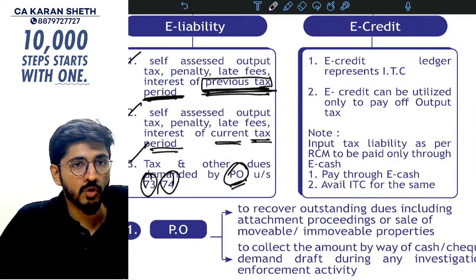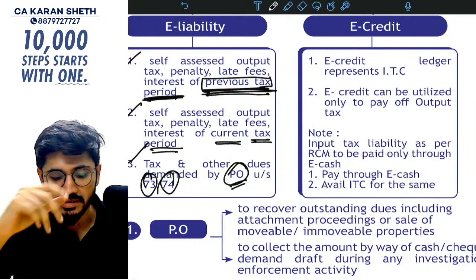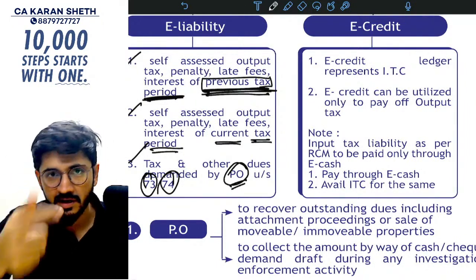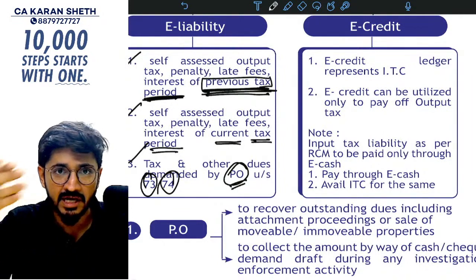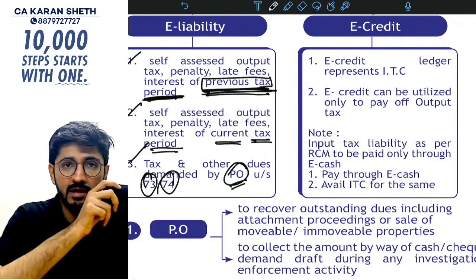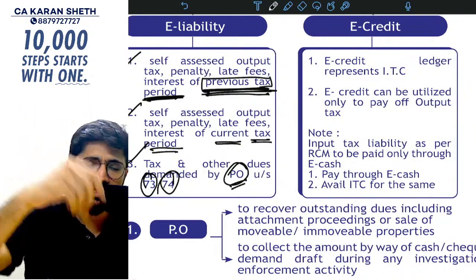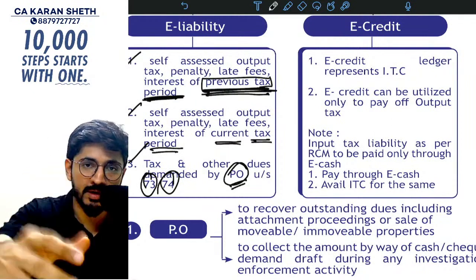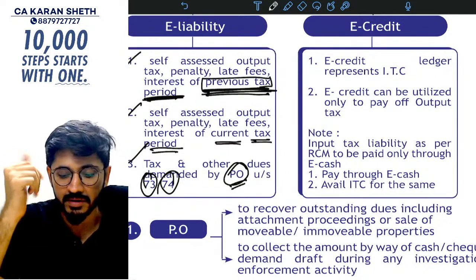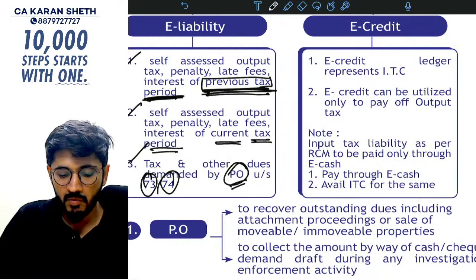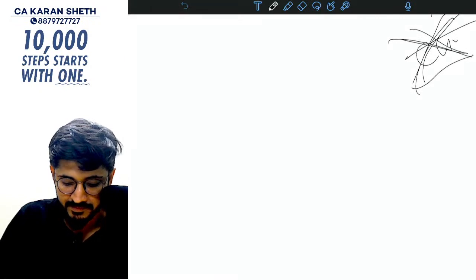So what is the chronological order here? Self-assessed output tax, penalty, late fee, interest of previous tax period, then current tax period, then whatever liability you've assessed earlier, if a proper officer feels that it is not correct, they will send you a demand notice, which will eventually be converted into a demand order under section 73 or 74, which are sections of demand and recovery. Okay, now let me just explain this in a little detail, friends.